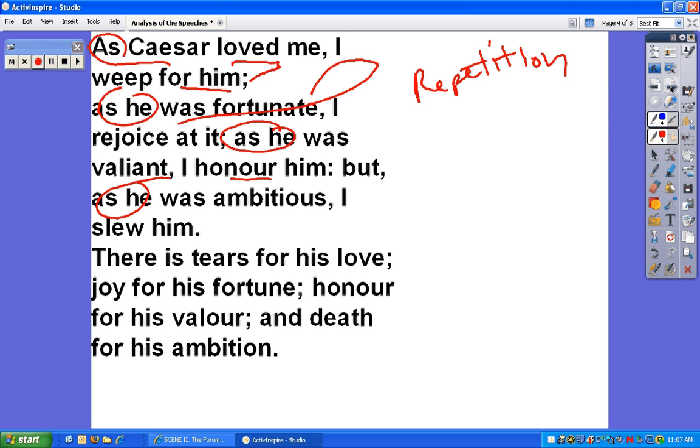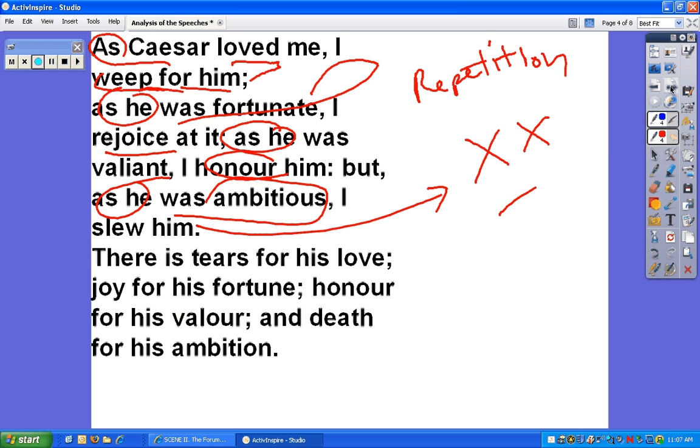But as he was ambitious, I slew him. And now this is where we use the anaphora, and this is why it's effective. Repetition, repetition, parallel structure, parallel structure, parallel structure. But then at the end, instead of something good like honor, or something like rejoice, or something like weeping for him, we have death. And that's exactly why the anaphora is effective.